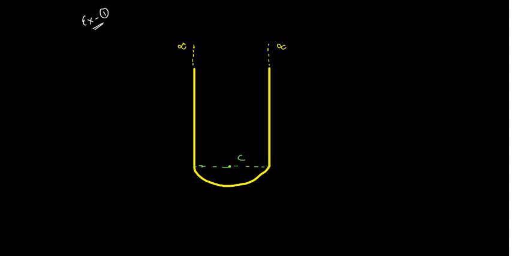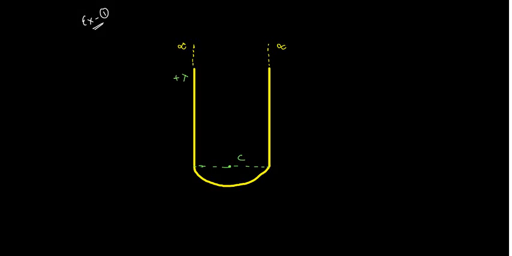Here you can see a line charge distribution. This is plus lambda, an infinite rod. This is also plus lambda, an infinite rod, and there is a semicircular portion at the bottom which also has plus lambda. Because of this entire distribution, they are asking what the electric field at point C is, which we have to calculate.